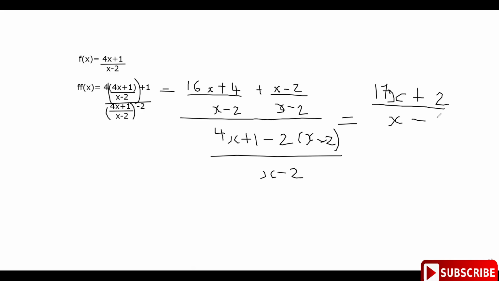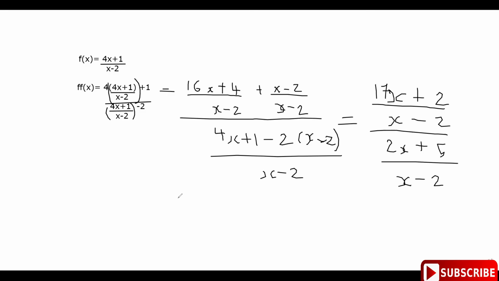Nice. And then right here now, this part simplifies to be 4x plus 1 minus 2 times x. Minus 2 times x is minus 2x. 4x minus 2x is 2x. Then 1 minus minus 2 is plus 2, then 2 plus 3... 4 plus 1 is 5. We get plus 5 over x minus 2. This is what we now have to simplify.